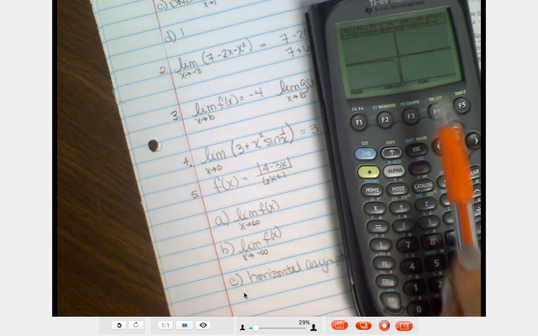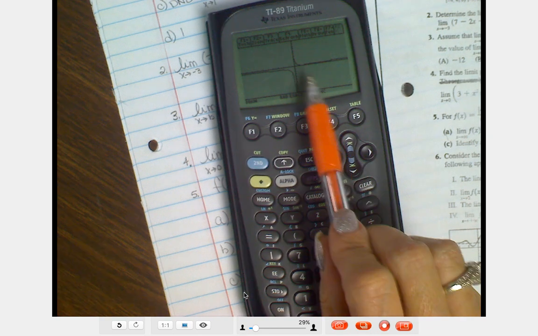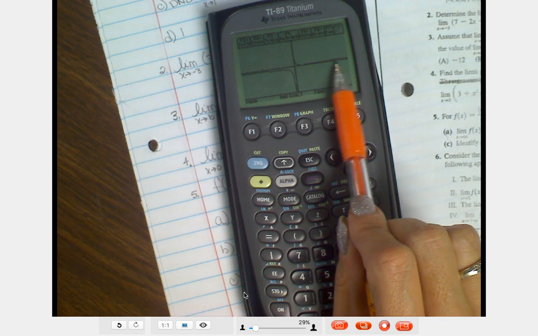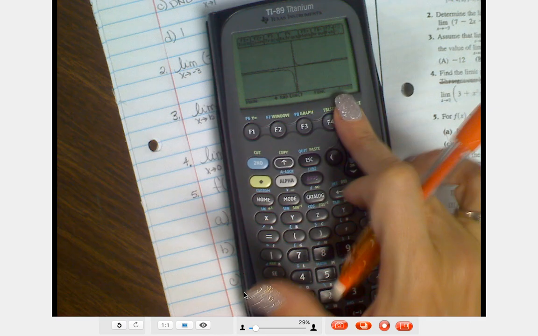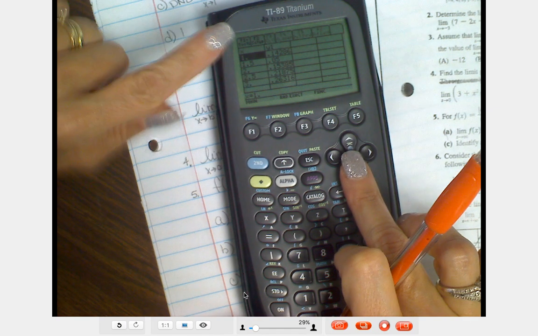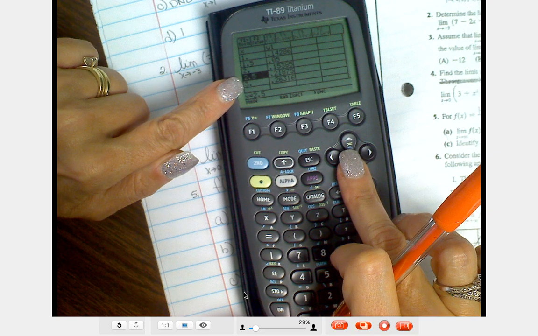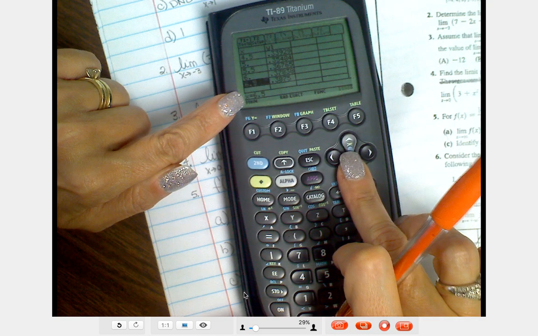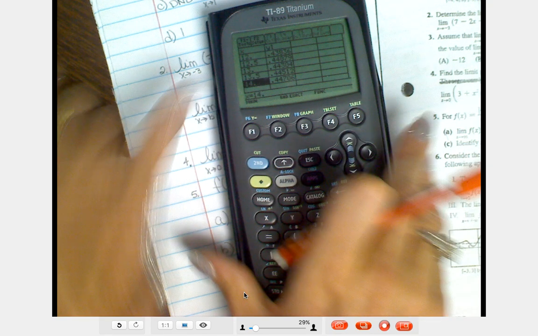Now I'm going to tell you that this one is very tricky. If you will look right here, it actually goes down and comes back up. So you can go to your table and you can see as it goes to positive infinity, it looks like it's approaching 0, but then it comes back up, and this is kind of that sandwich theorem we talked about earlier, and it's actually approaching 0.5.